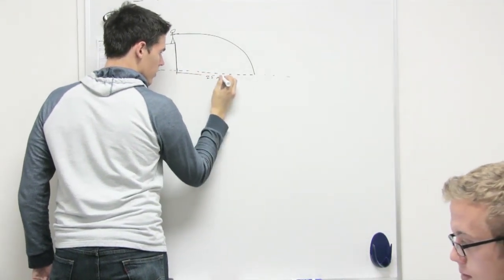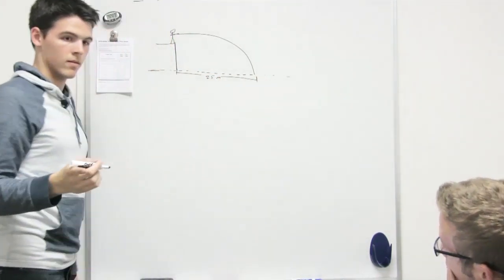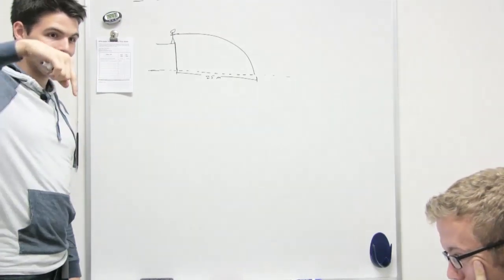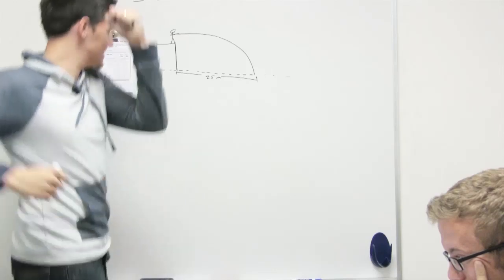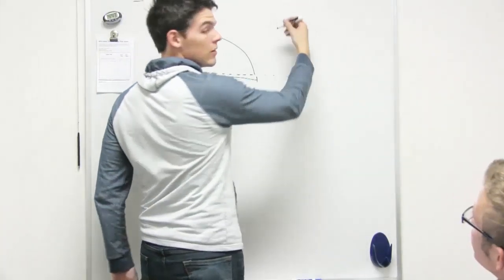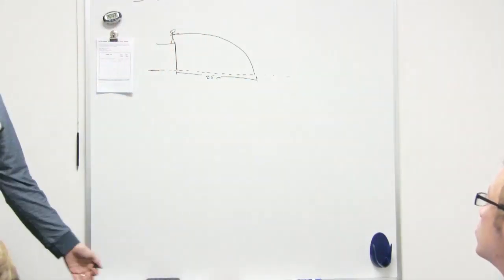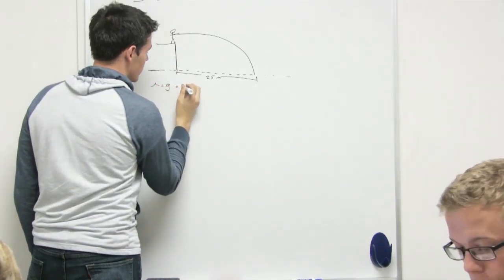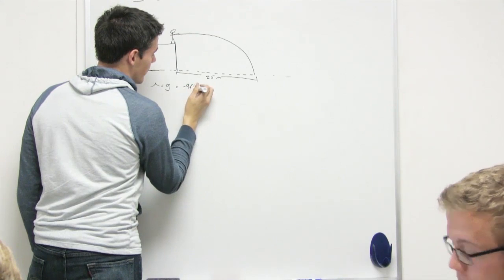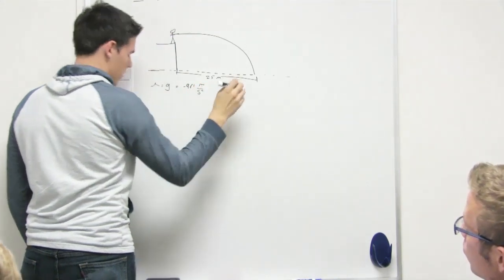Our acceleration in the y direction, is that 0? No, it's -9.8. Yes. Because it's in free fall, as gravity, there's nothing else acting on it. So your acceleration is equal to gravity is equal to -9.81 meters per second squared.